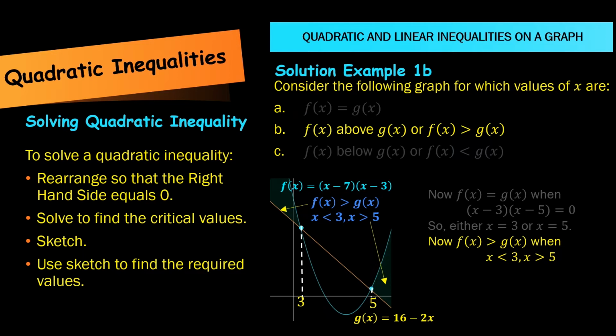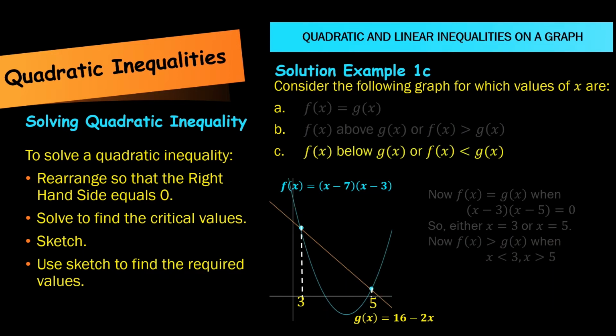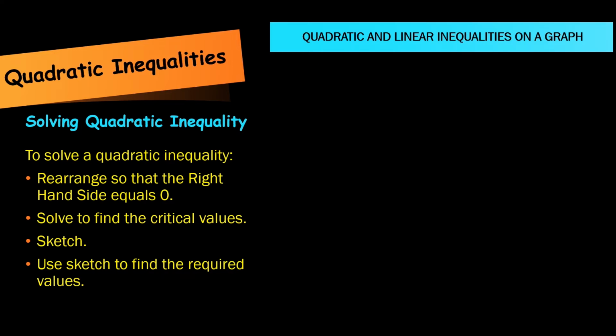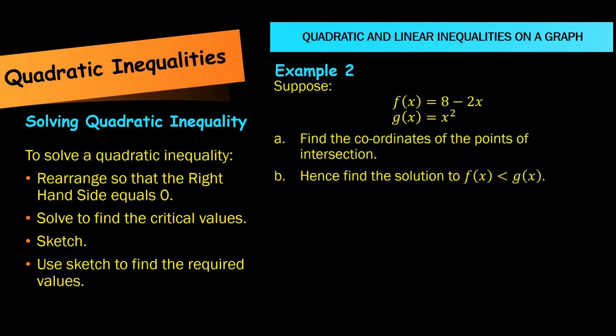We will now go on to solve example 1c. And f of x is less than g of x when x is between 3 and 5, as shown. We will now have a go at another example. Take a look at example 2 on your screen. Pause the video and have a go. Press play when you're ready to view the solutions.